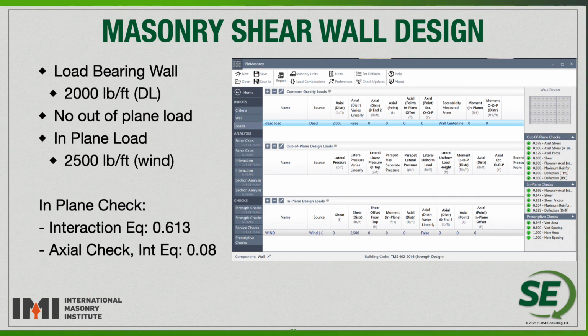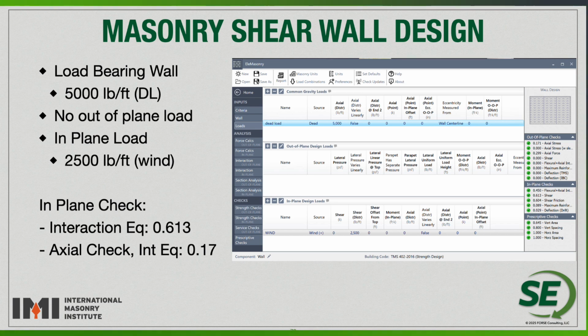If I simply make that a load bearing wall, add some vertical load of 2 kips per foot of dead load, we can see that the same in-plane shear force is going to bring our interaction equation down to 0.613. Our axial check is only at 8%, so we know we have a lot of axial capacity. We can vary this. We can see what happens if we add a lot more vertical load. And again, this is just a study.